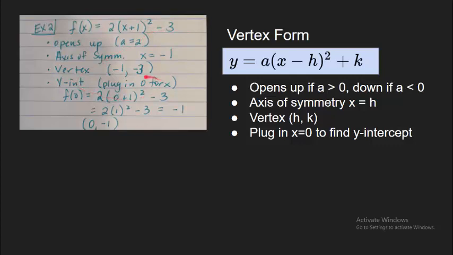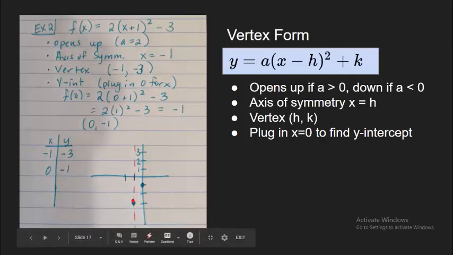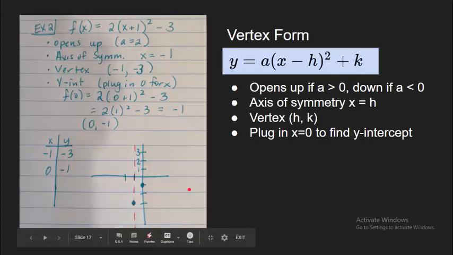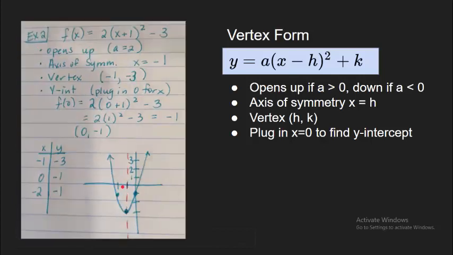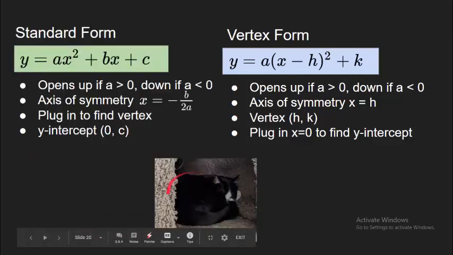Y-intercept, just plugging in 0. So just be careful and do order of operations there. Here we've got 1 squared, so things are going to come out kind of nicely. And let's plot what we've got so far. There's my axis of symmetry, x equals negative 1. Vertex, negative 1, negative 3. Y-intercept, 0, negative 1. And then I've got a symmetric point over here on the other side. There we go. And drawing the parabola, this one opens up. Great.